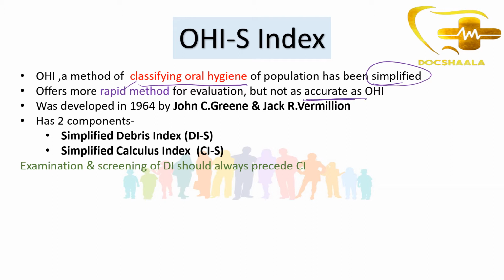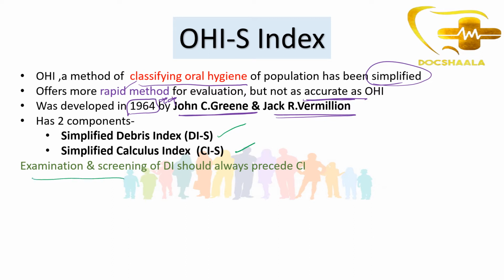It was developed in 1964 by John C. Green and Jack R. Vermillion. It has two components, that is the simplified debris index and the simplified calculus index.